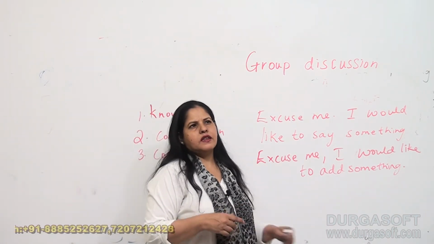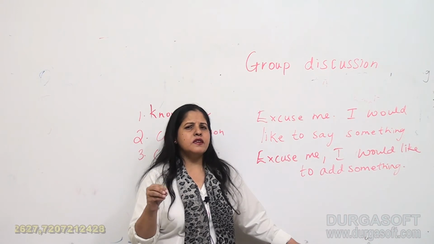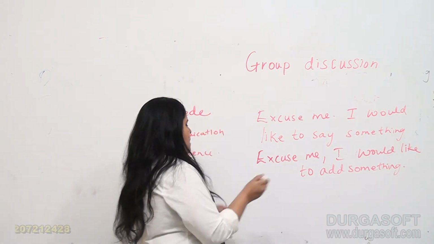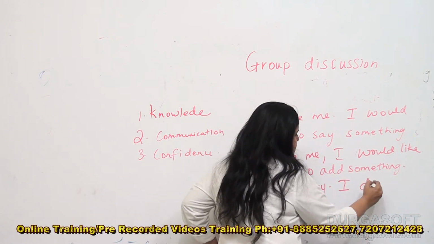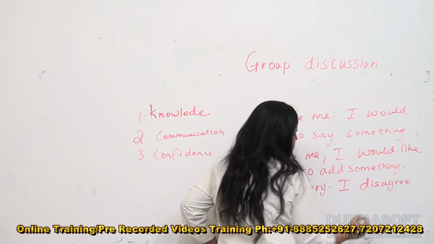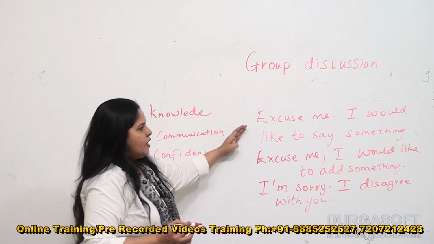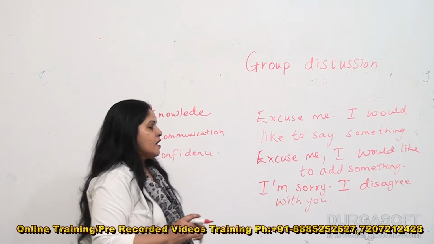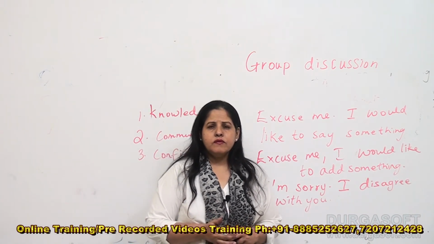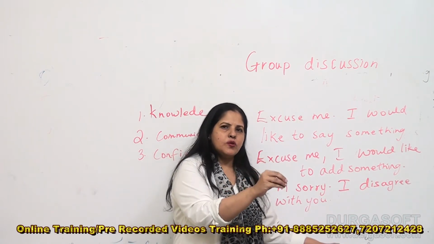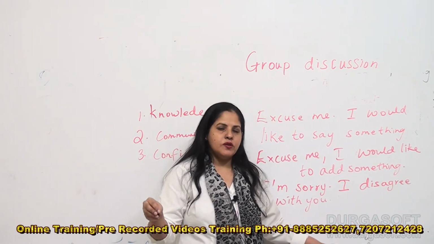Now, sometimes it can be a negative point that they have raised, or a point that you don't think is correct. In that case, you could say, I'm sorry, I disagree with you. Okay? I would like to say something, I would like to add something, I'm sorry, I disagree with you. And you can say you disagree when you are absolutely sure that their point is not valid, the person talking is not using a correct point, but you have a better, more correct point.